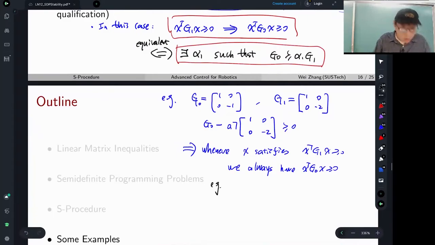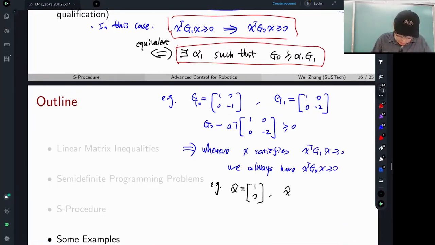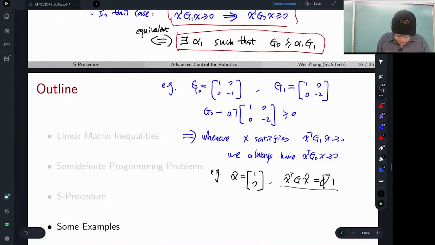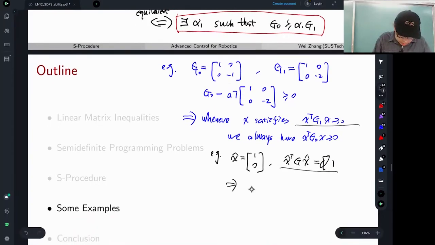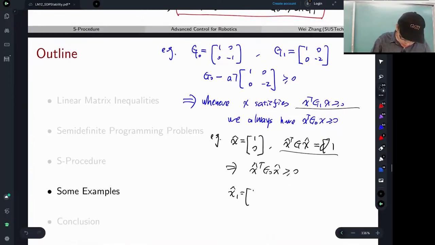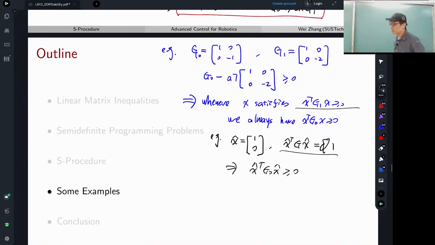So for example, suppose I have an X hat, which is [1, 0]. X hat transpose G1 X hat equals 1. In this case, it satisfies my constraints. Then I can always guarantee, you can check, G0 is also bigger than zero, right? What about X hat 1, let's say [0, -1]? Anyway, I don't want to repeat that. I think that's good enough. The entire space does not have to be positive definite. Only on a certain part of the space do you want to impose that definite condition. Ruben, any questions?